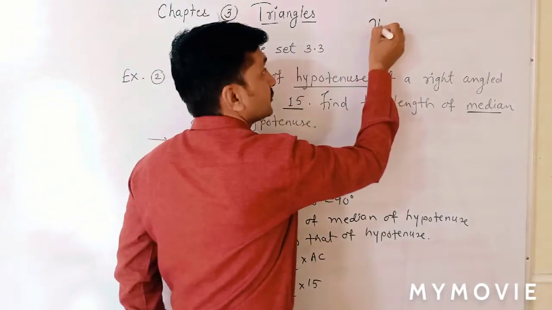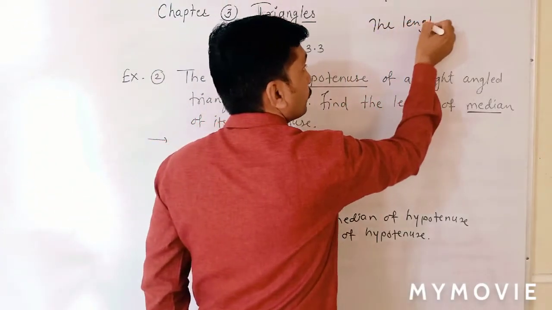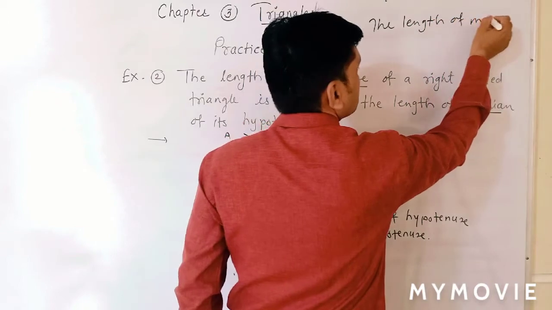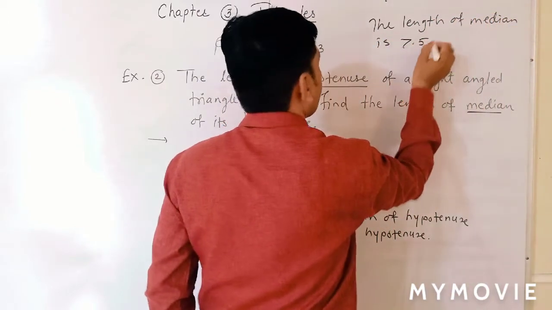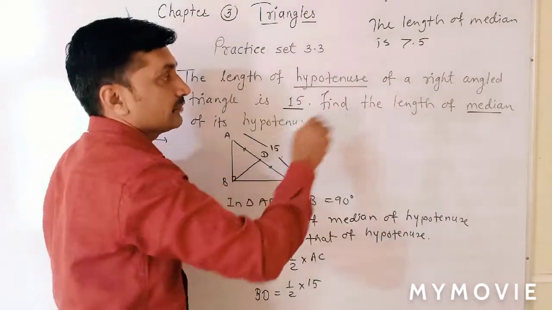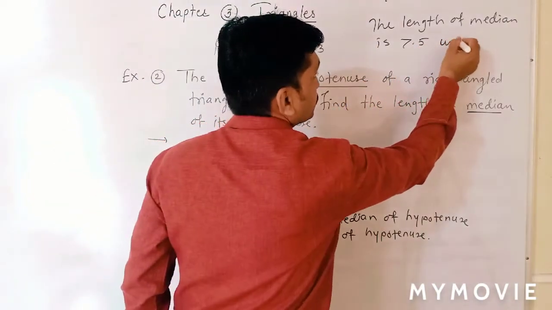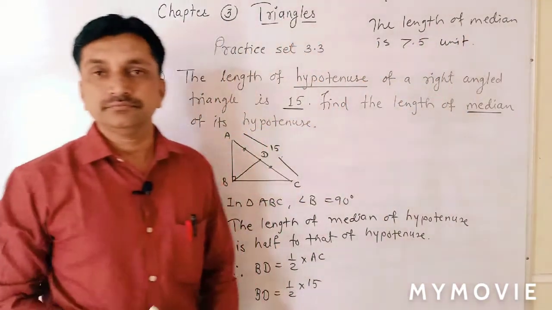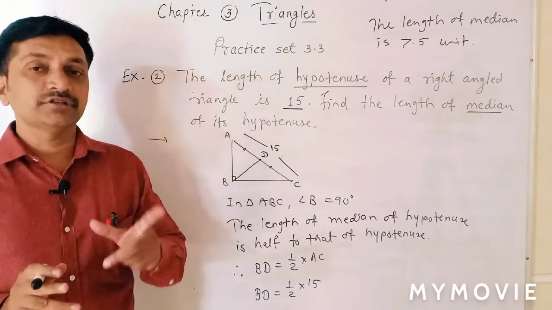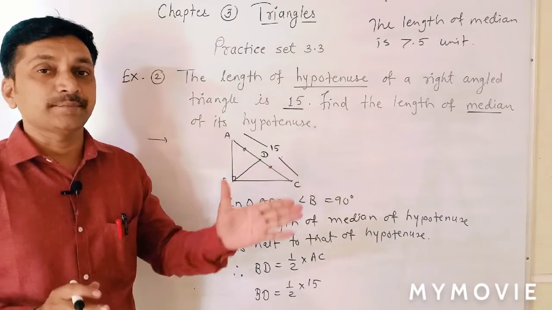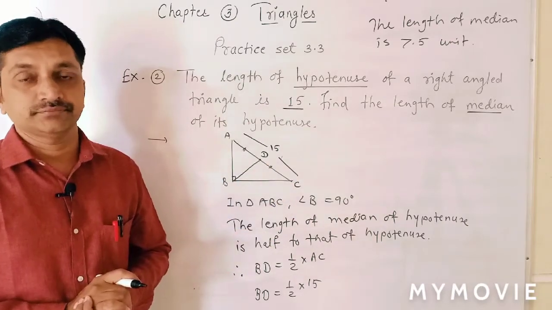Therefore, in words, the length of the median is 7.5. Unit is not given, therefore no need to write. If you want to write, you write the unit here. Remember the property: the length of the median is always half that of the hypotenuse. This is a very important property.